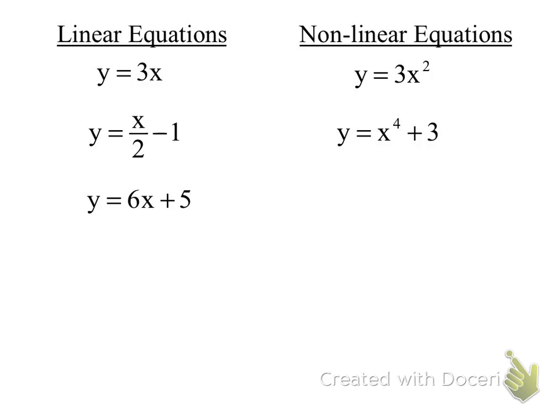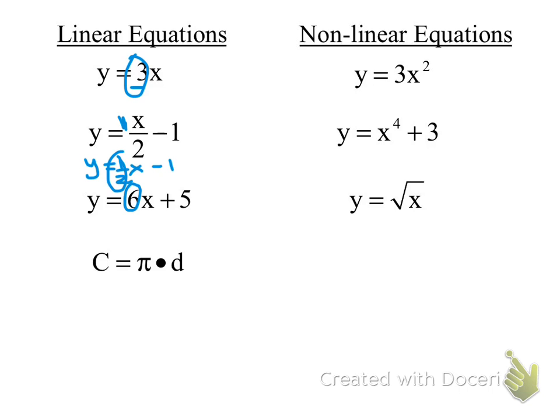Okay, so this one again, x is to the first power. X and y are separate. Y equals the square root of x. This is basically the opposite of a square. So it's not linear. Circumference is linear, because in linear equations you have a constant. Here's the constant. This constant is y equals 1/2 x minus 1. The constant is here. Here's my constant. It's what we call a slope. It's always going to be the same.